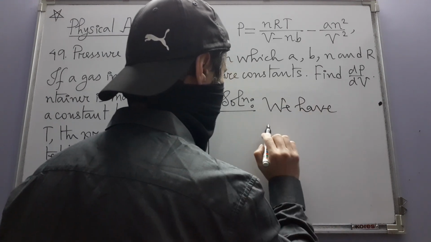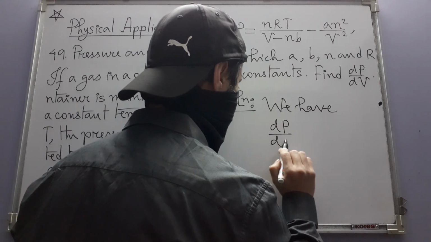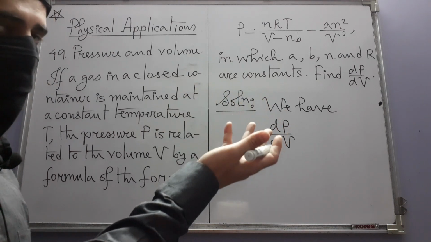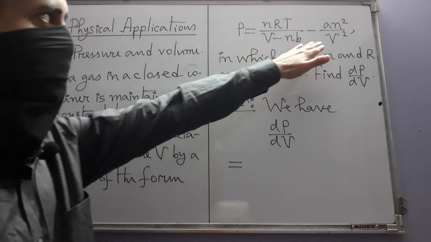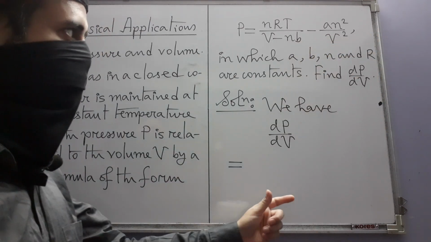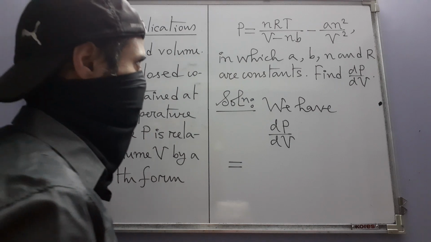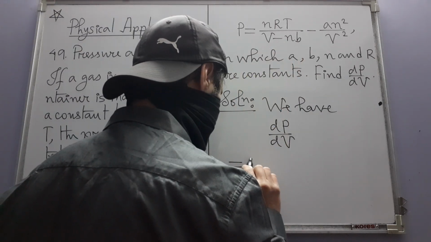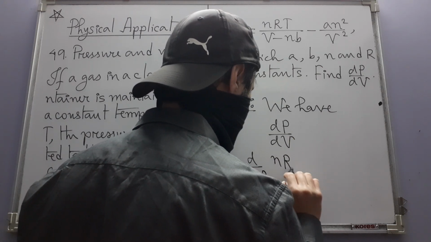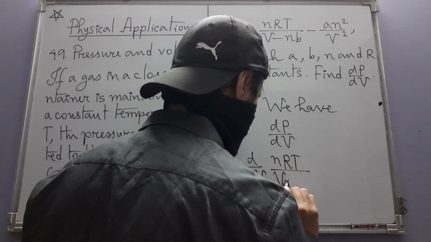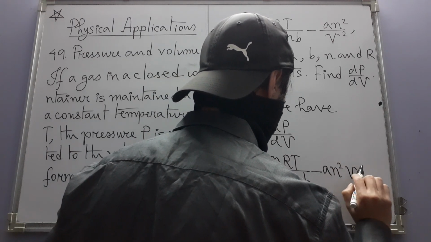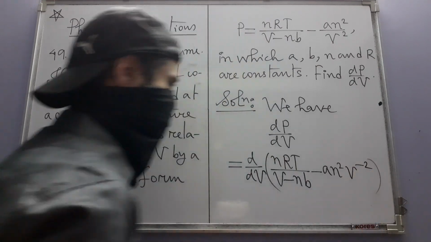We have dP/dV. Okay, so P of course is that, but instead of writing P exactly like this, we are going to write the second term here slightly differently, in a form that will be easier for us to differentiate. The first term of course we will keep as it is. a n square times V to the power minus 2.